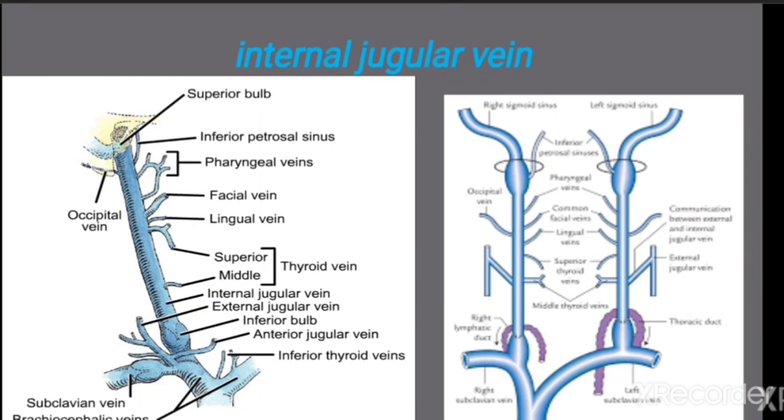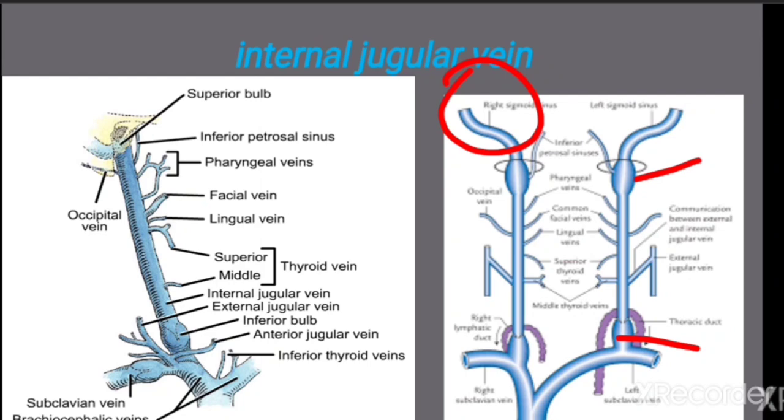Then the next content of the carotid triangle is the internal jugular vein. Here we can see the internal jugular vein is the continuation of the right sigmoid sinus at the jugular foramen. So this is the right sigmoid sinus at the jugular foramen. It forms the internal jugular vein. This vein possesses 2 bulbs, the superior bulb and the inferior bulb. The inferior bulb lies at the junction of the internal jugular vein and the right subclavian vein, and the superior bulb is lying at the jugular foramen.